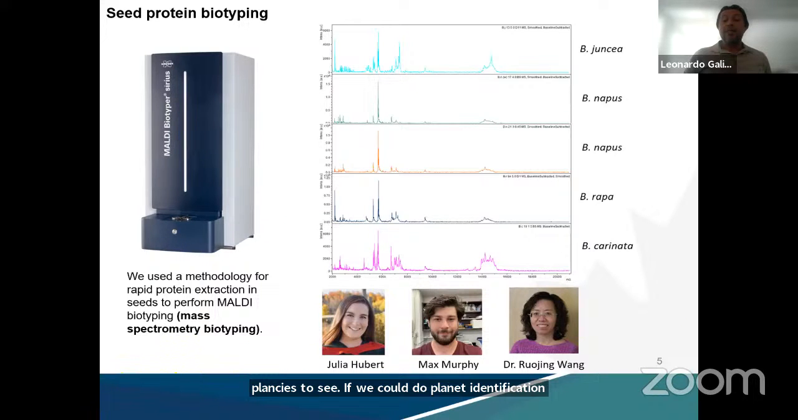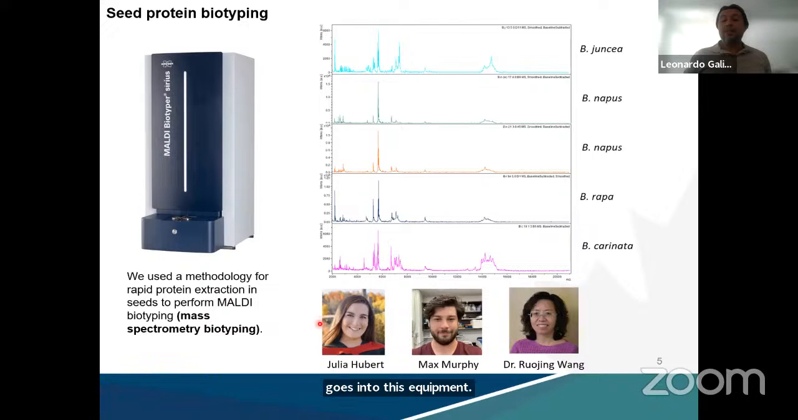And so identifying species from seeds, as I mentioned, is often difficult because they are so plastic, so they are easily confused sometimes. And so what we basically do with this methodology is pulverize each one of the seeds, and then we extract the protein and we place it in a plate that goes into this equipment. That's the MALDI biotyper here.